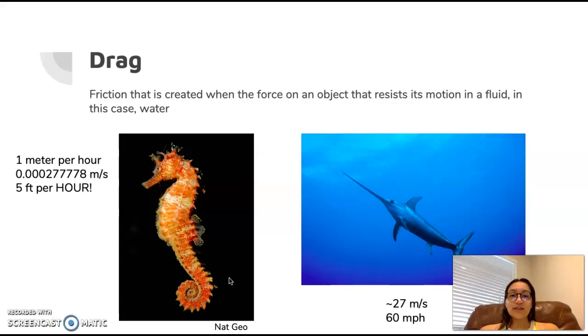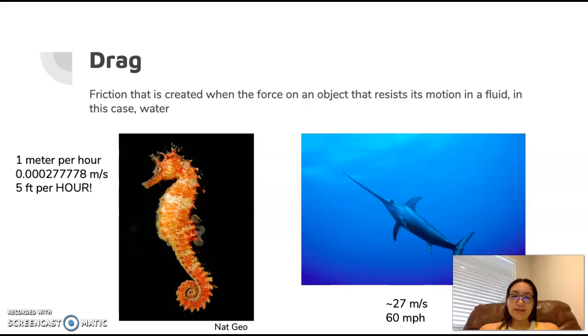Lastly, drag is also an important factor in ecology. Drag is the friction that is created when the force of an object resists its motion in a fluid, which in this case is salt water. Different animals have different levels of drag. Those with more drag are slower. The seahorse is an example of a high drag animal. Their anatomy is not very efficient, but it is pretty.